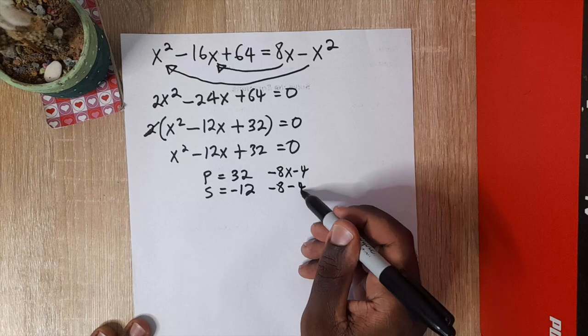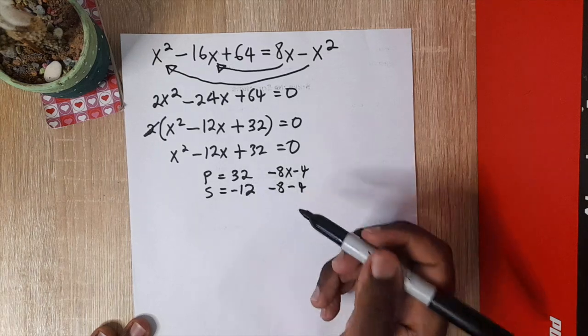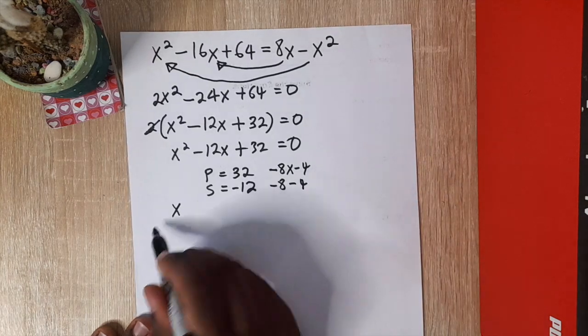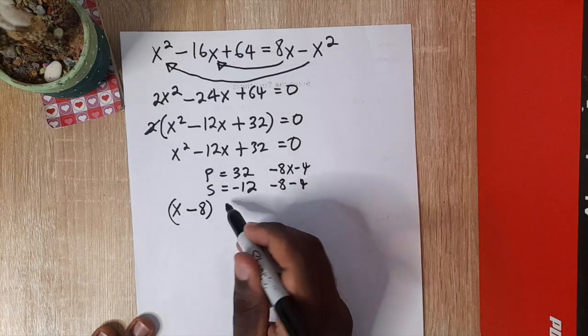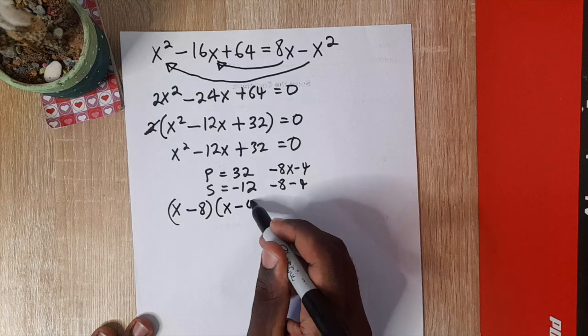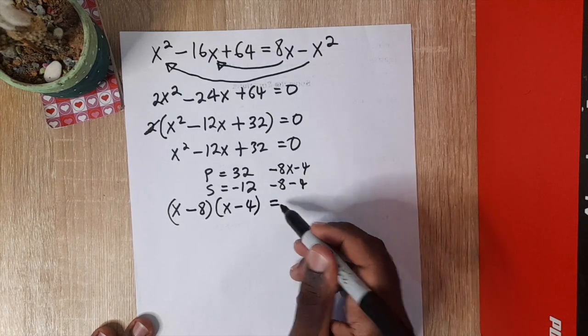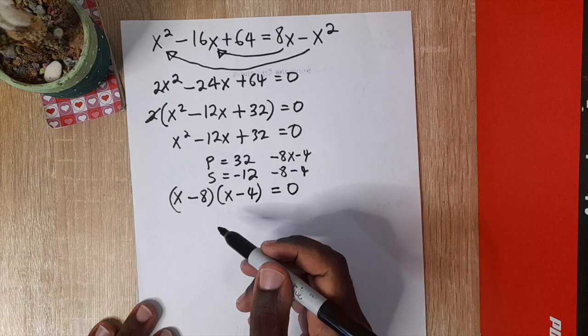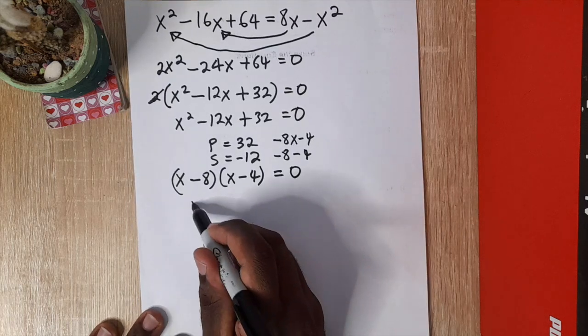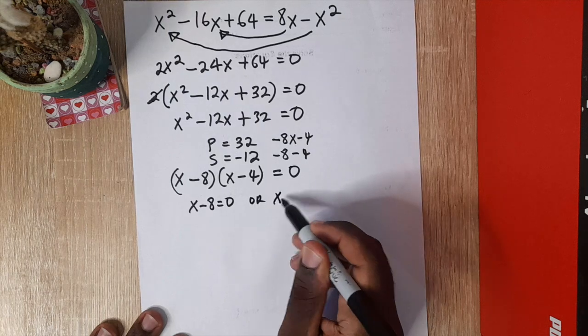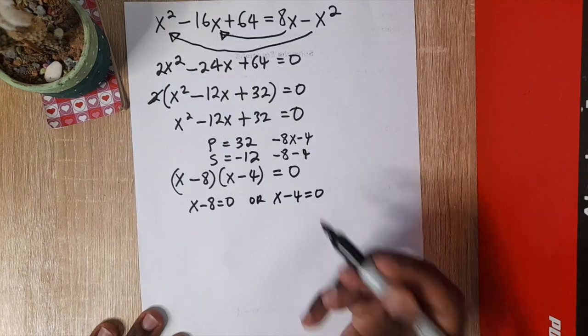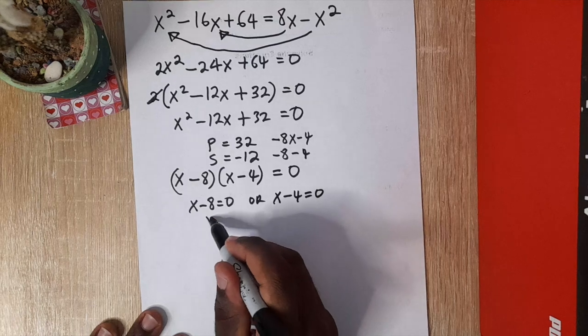So we want these same two numbers because when you add them, you get -12. So that means the factors for that quadratic equation are x minus 8 and x minus 4, and we set those two factors equal to 0. Now, when we want to know the solutions here, we have to set each factor equal to 0. So x minus 8 equals 0, or x minus 4 equals 0.